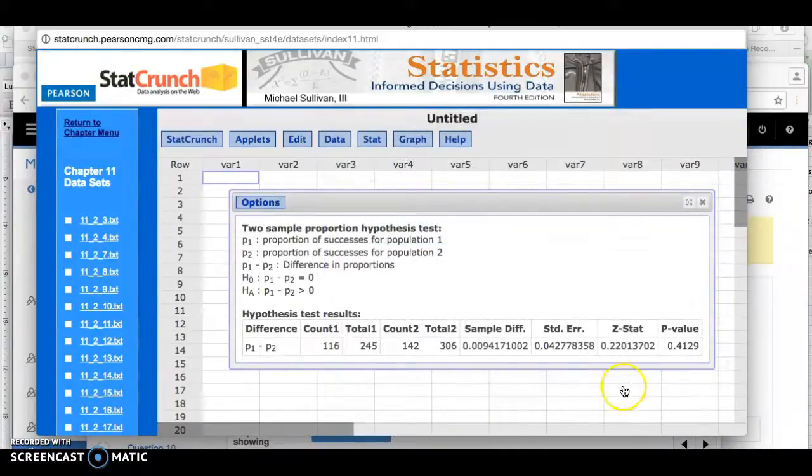When you hit compute, you get all different kinds of information in here: the counts, the totals, the sample difference, the standard error, and then here's that z-stat they were looking for and the p-value that follows it. Do you see those 2 things right there? That's what we would type in: 0.22 for the z-stat, and then the p-value would be 0.4129.